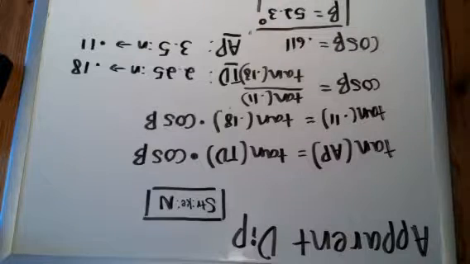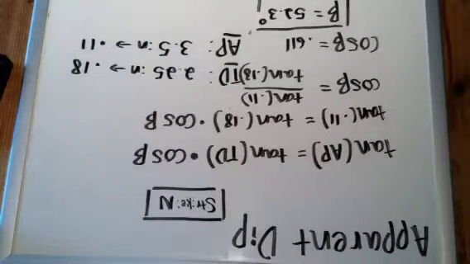So that is the difference between our true dip and our apparent dip in their angles. You could have previously found the angle of apparent dip simply by using the methods I discussed in the previous video. I'm not going to go through them again in this video.